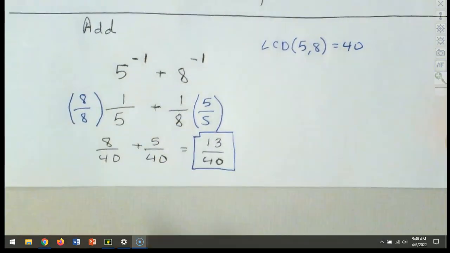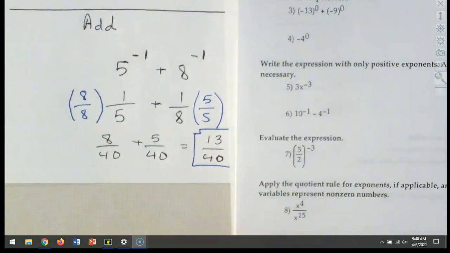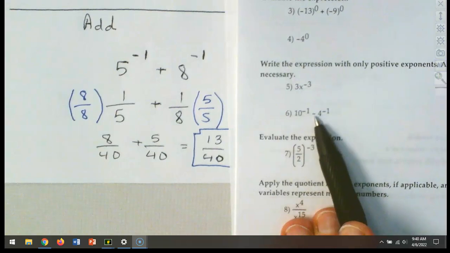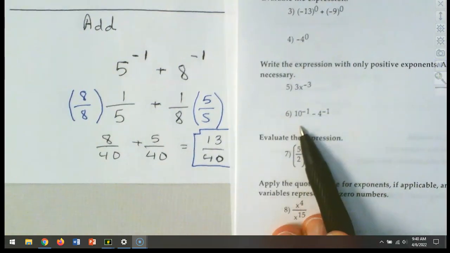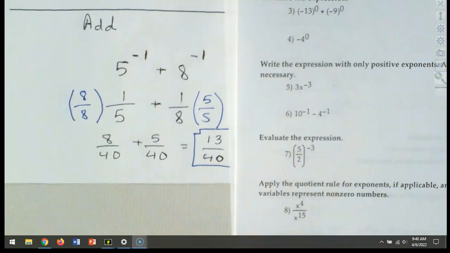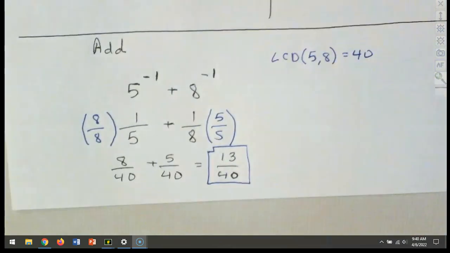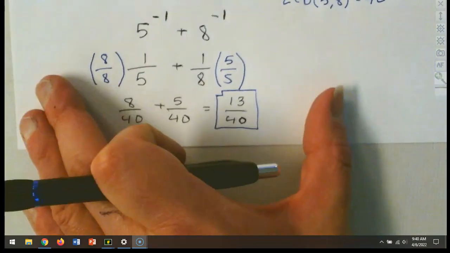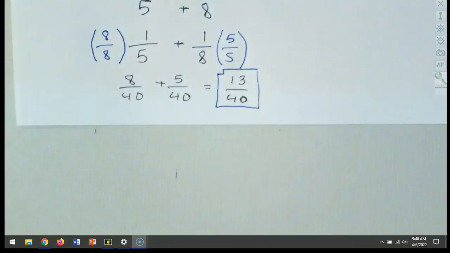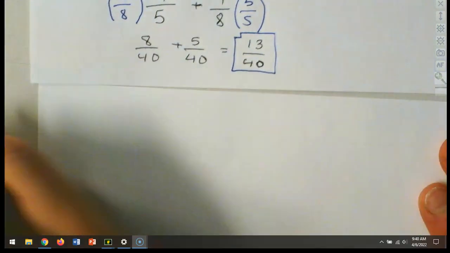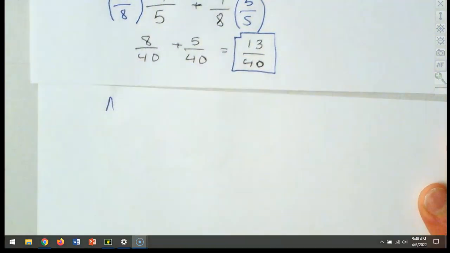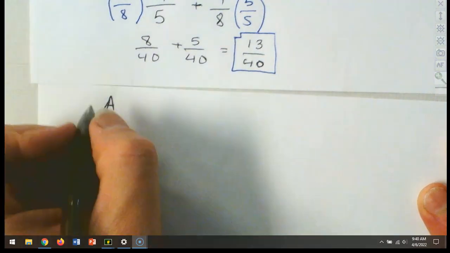It is very, very similar to question 6 in your homework. The only difference is instead of adding, it's subtracting. Rewrite that as 1/10, 1/4, and subtract them. Let's double check our zero exponent rule again to make sure we know how that works. Again, this one will be add, so we're going to add these together. This one deals with the zero exponent rule.